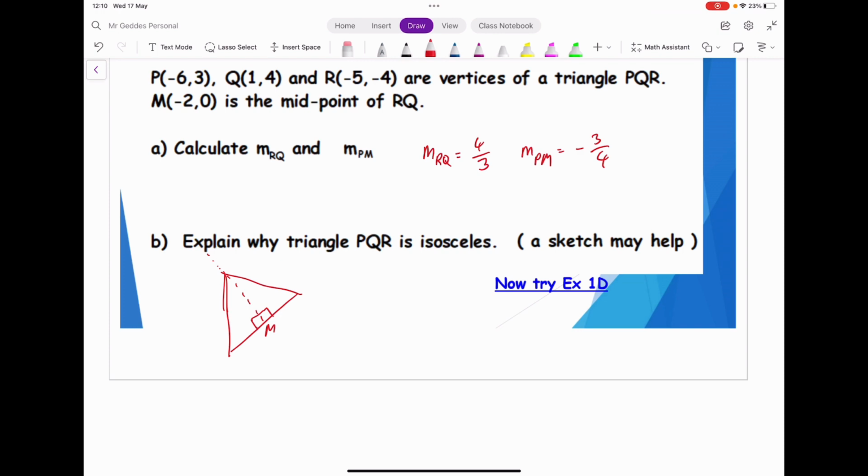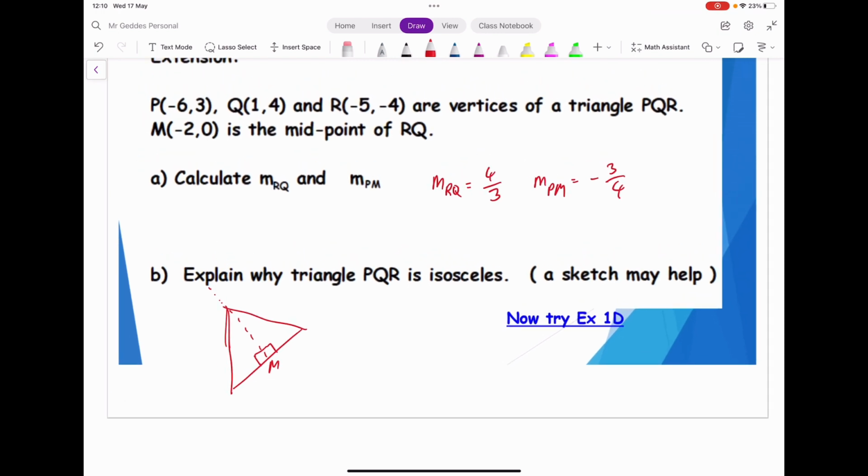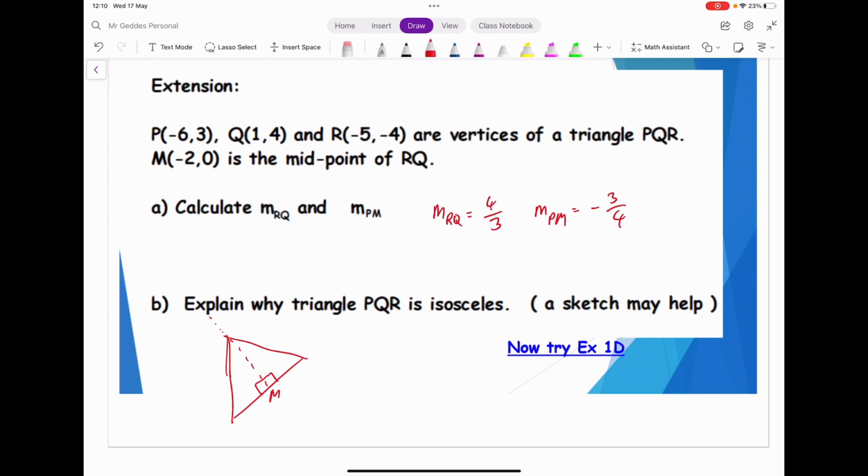It will still be an isosceles triangle. Okay, now go and try exercise 1D. That's from the textbook if you've got it. Otherwise, that's us for just now.